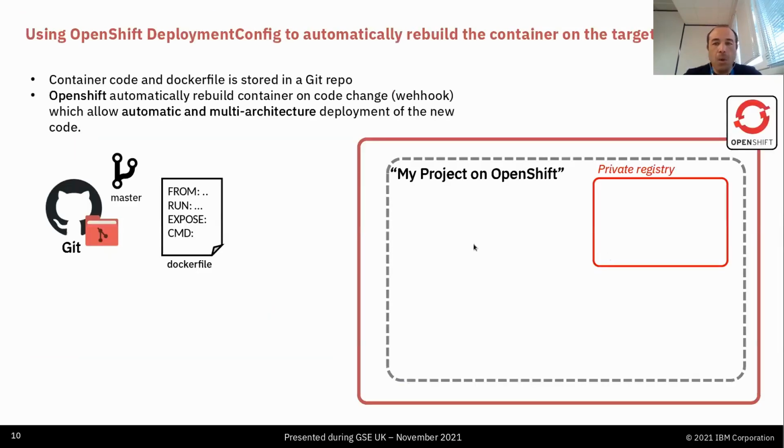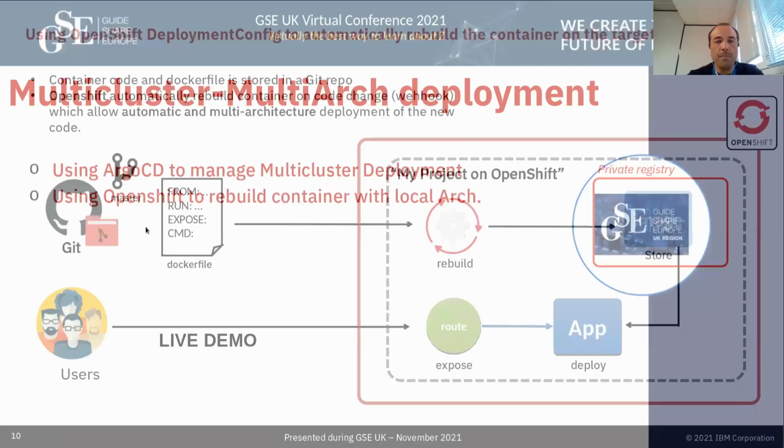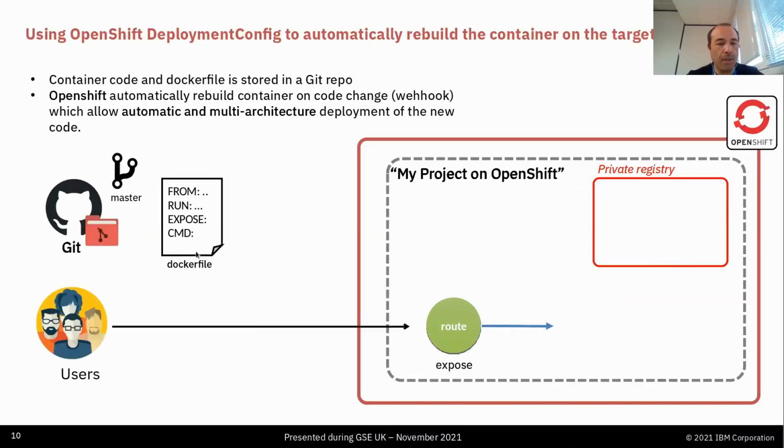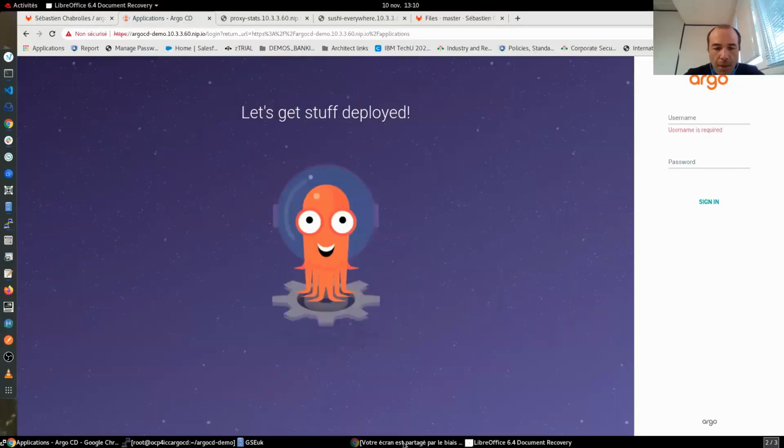Okay. So what we're going to see here is a Git repository. In this Git repository, we have a master branch, which is our main branch. And from this main branch, we are going to have a Dockerfile with different commands, and we're going to deploy multiple applications and expose a specific route for our users in this environment. So let's move, and I propose to move here to the demonstration part. So here, what I will do, I will switch here.